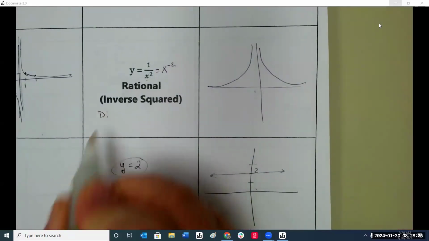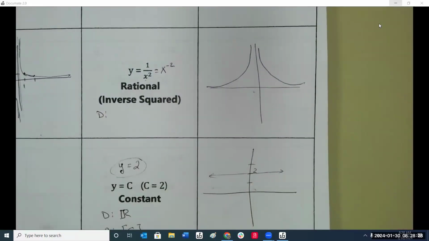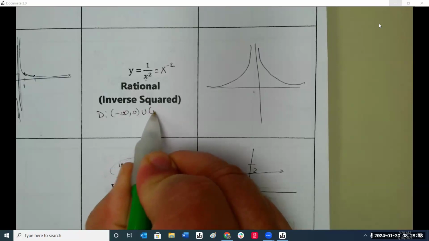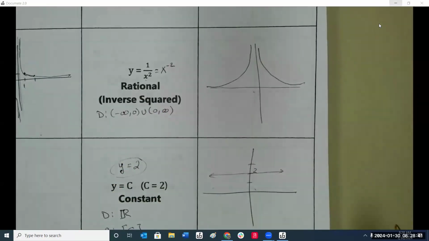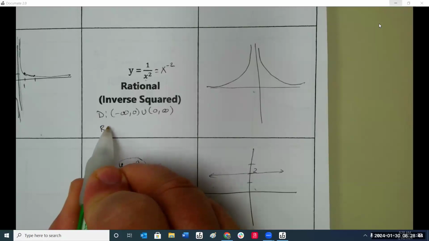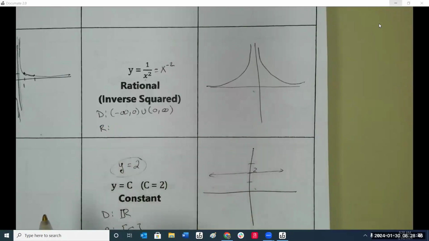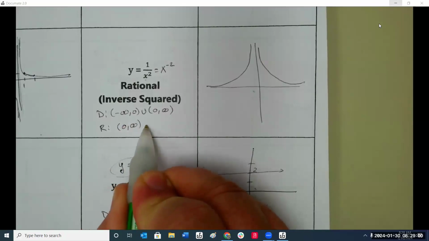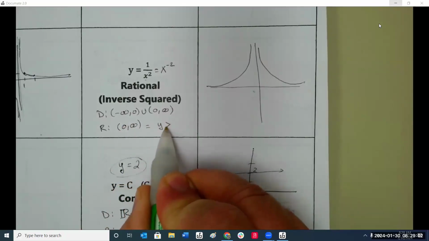The domain, exactly. It's from negative infinity to 0, unioned with 0 to infinity, because we have an asymptote. The range. Can you include zero? No. So it would be parentheses 0 to infinity, or you can say y is strictly greater than 0.